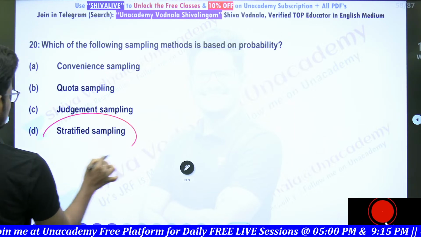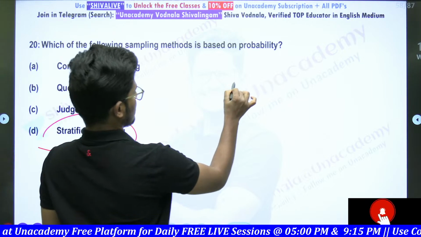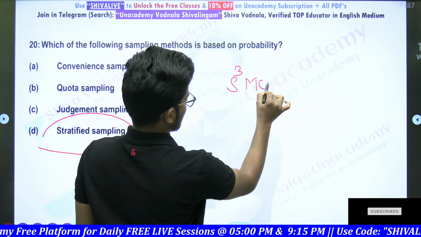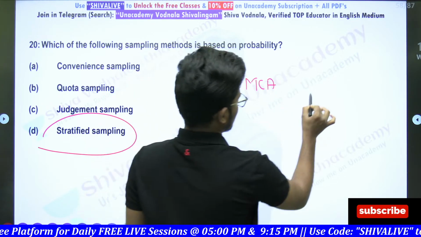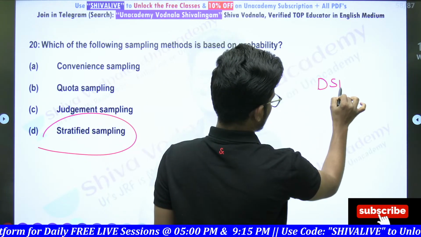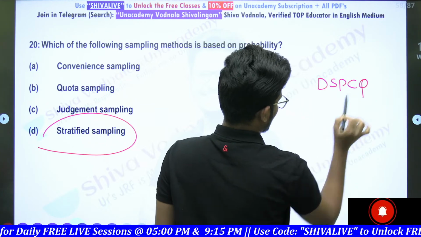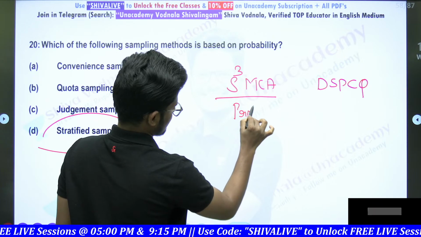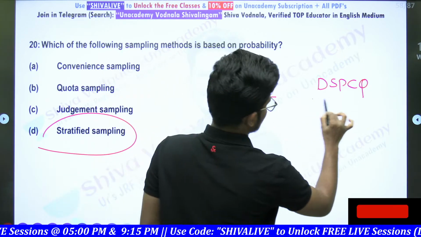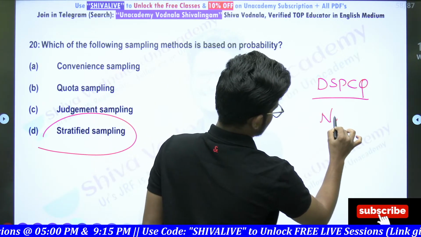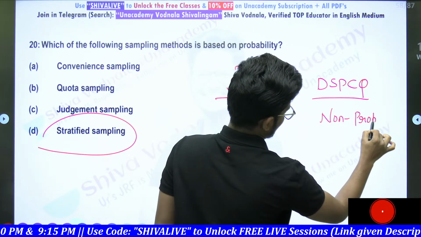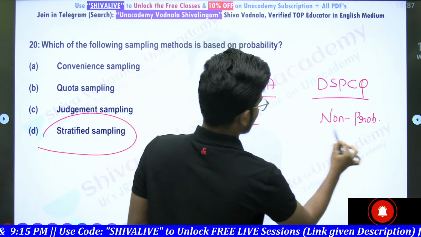Option D is the correct answer, because there is one thing that you need to follow: S cube MCA and DSPCQ. This is probability sampling methods. This is non-probability sampling methods. All right, probability, non-probability.